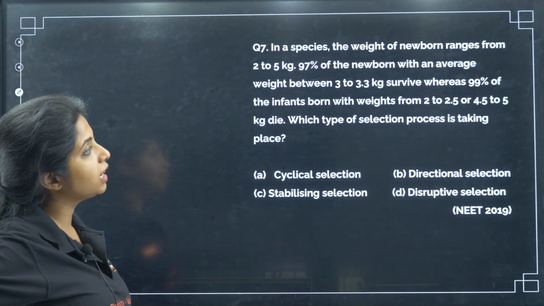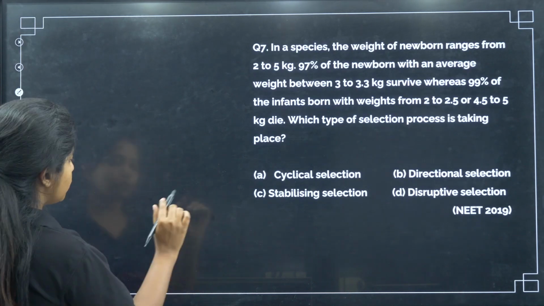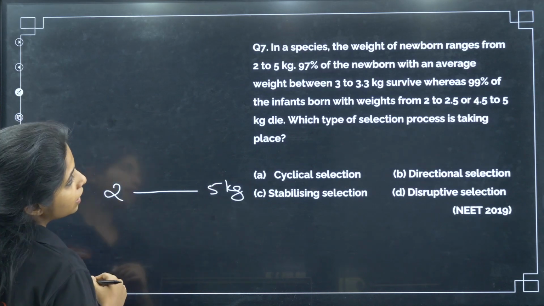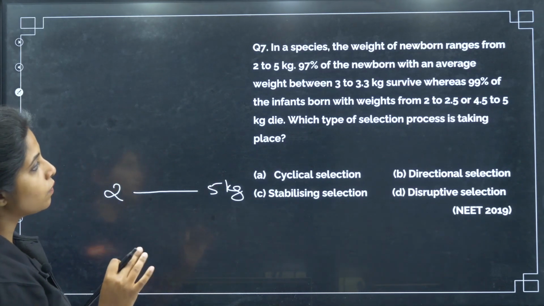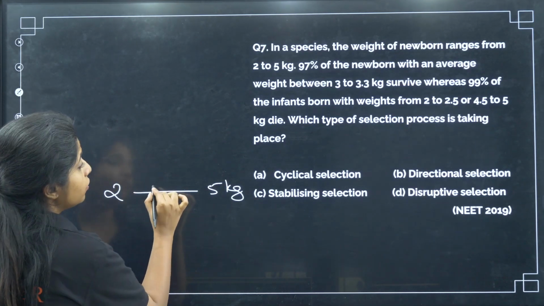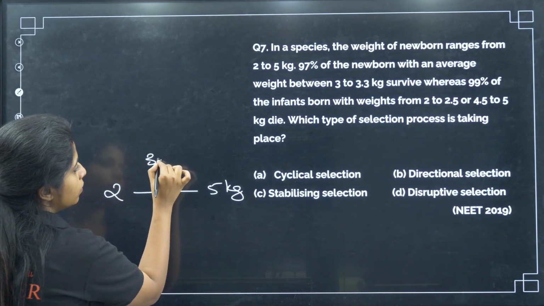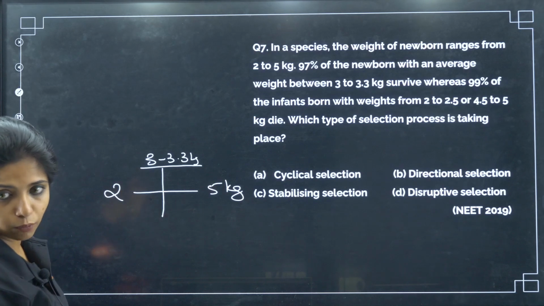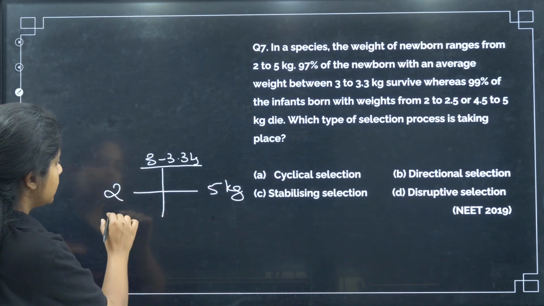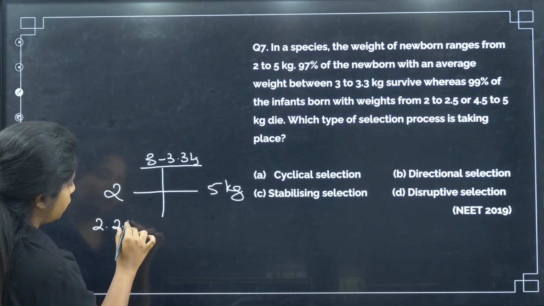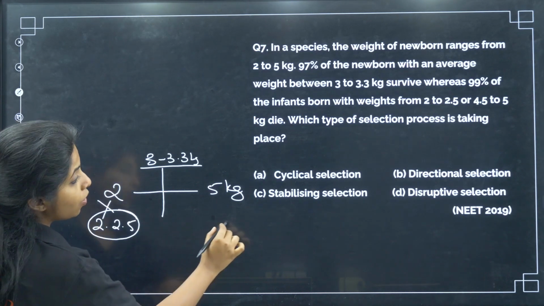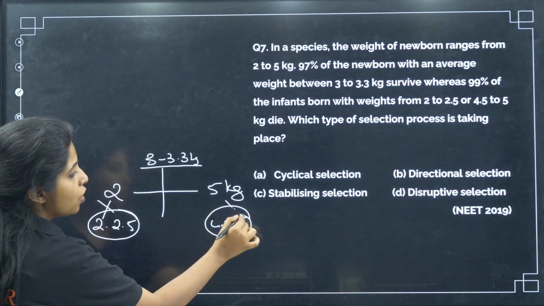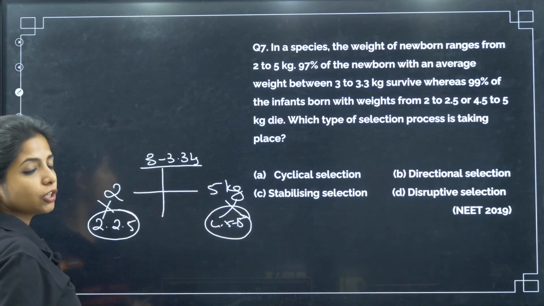In a species, the weight of a newborn ranges from 2 to 5 kgs. Now, 97% of the newborns with an average weight of 3 to 3.3 kg survived. What about the rest of the organisms? The ones that had 2 to 2.5 were not able to survive, and the ones that had 4.5 to 5 were also not able to survive. That means what type of natural selection are they showing?